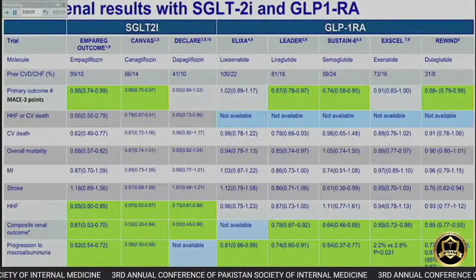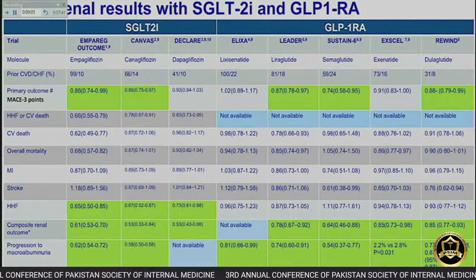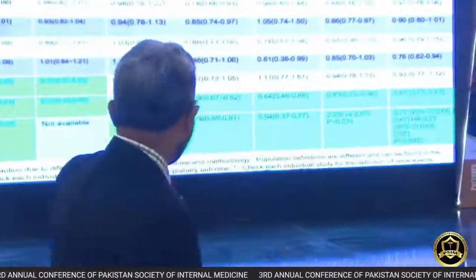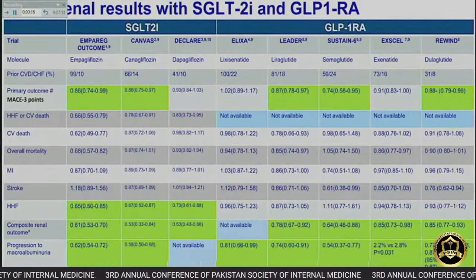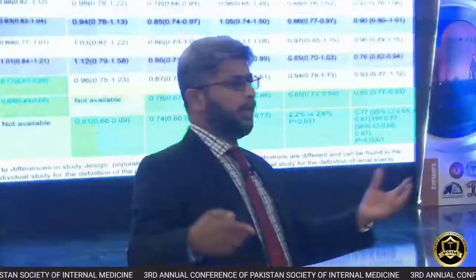So again, these are SGLT2 inhibitors and GLP-1 analogs and their trials. And most trials with SGLT2 inhibitors and GLP-1 analogs have shown reduction in MACE, major adverse cardiac events. And then the heart failure hospitalization is also reduced with SGLT2 inhibitors. And then we see renal benefit is seen with both SGLT2 inhibitors and GLP-1 analogs.